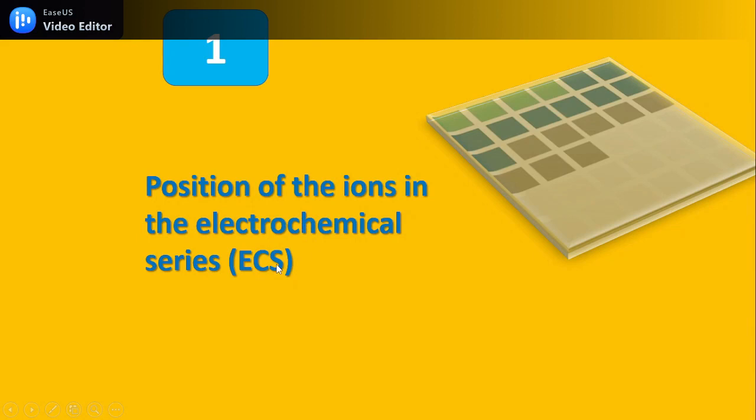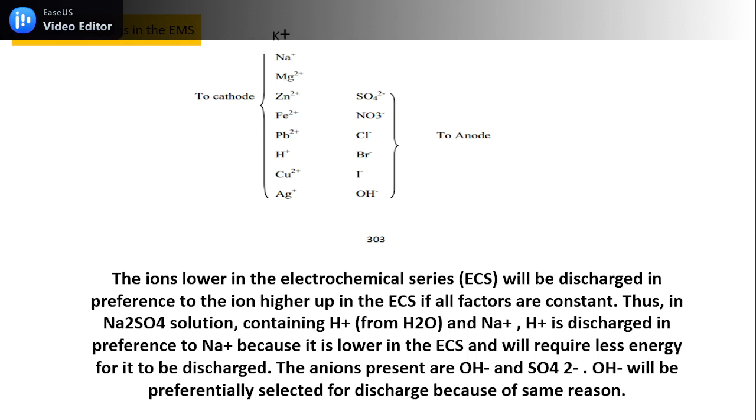What it implies is that the ion that will be selected for the preferential discharge can be based on the position of that ion in the electrochemical series. The ions lower in the electrochemical series will be discharged in preference to the ions higher up in the electrochemical series if all factors are constant. Firstly, we should all know how the electrochemical series is arranged, and this is how you should understand it.